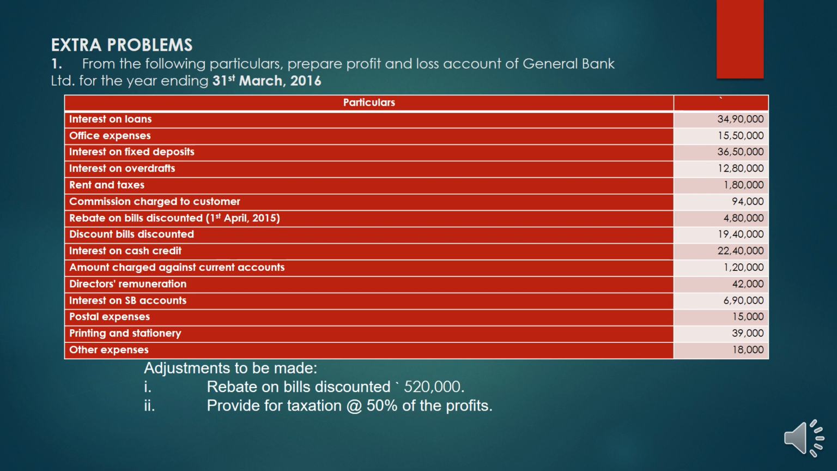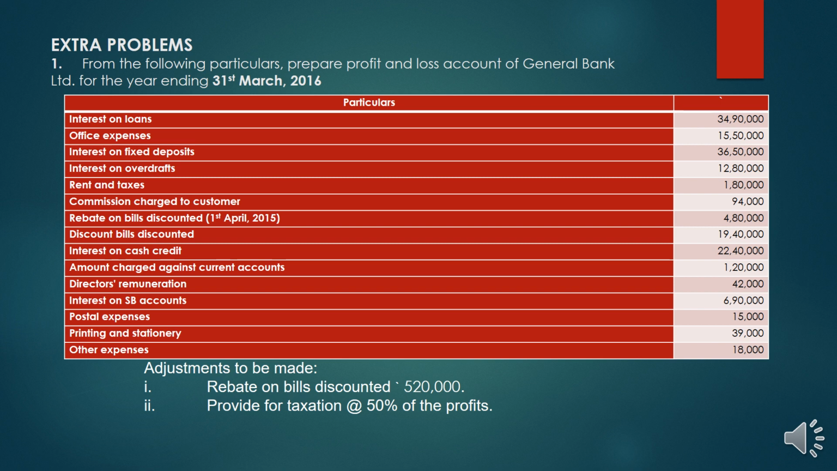Commission charged to customer. So it is charged to customers. Charges collected from the customer, other income, will come under schedule number 14. Rebate on bills discounted on 1st April 2015. Here you should be very careful. Rebate on bills discounted on 1st April 2015. So this is the last year rebate on bills discounted.